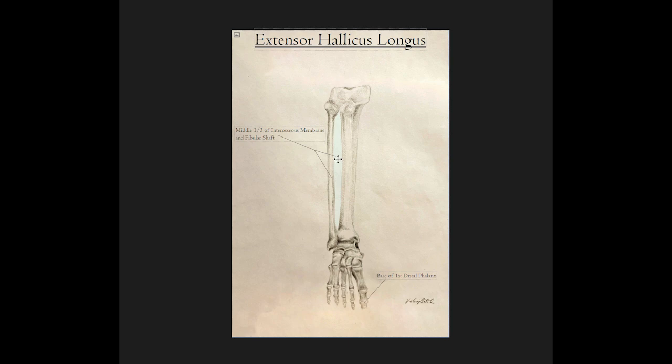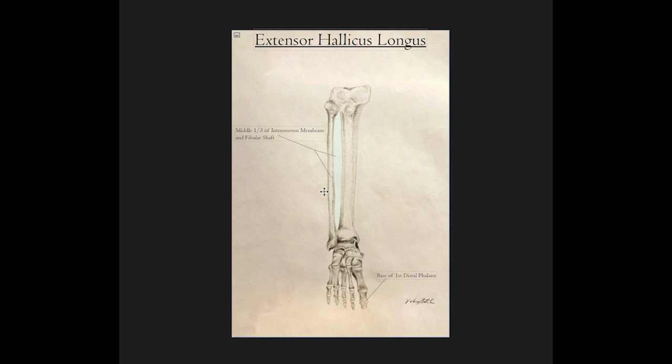If I were to pierce through this interosseous membrane from the view that we have right now, it would lead me directly into the deepest part of the posterior compartment of the leg. Makes sense? So any structure that wants to go from anterior to posterior, or from posterior to anterior, can get there by going through this interosseous membrane.